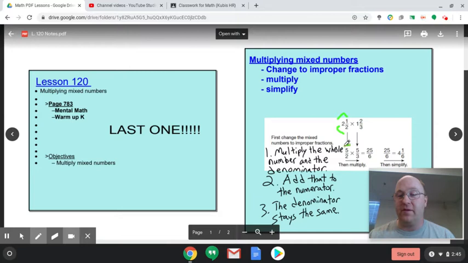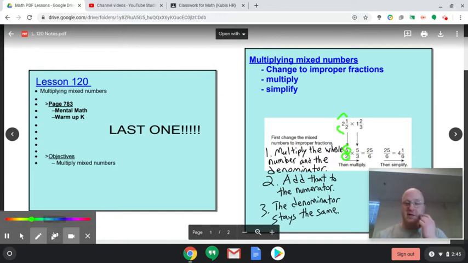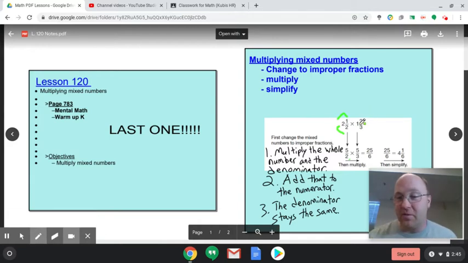We get the 5 down here. The denominator does not change, so we still have the 2. So the new fraction we end up with is 5/2. Then we do the same thing with this fraction over here, 1 2/3. 1 times 3 is 3. We add the 2, and we get 5. So we have 5 down here, and the denominator does not change. So we end up with 5/3.